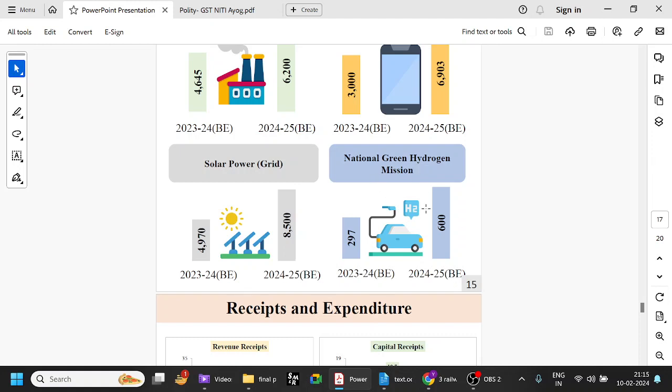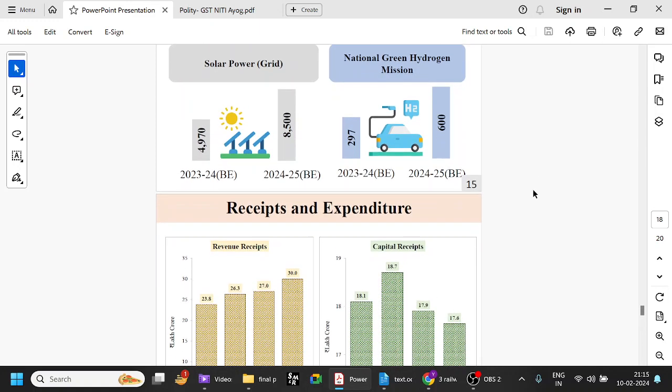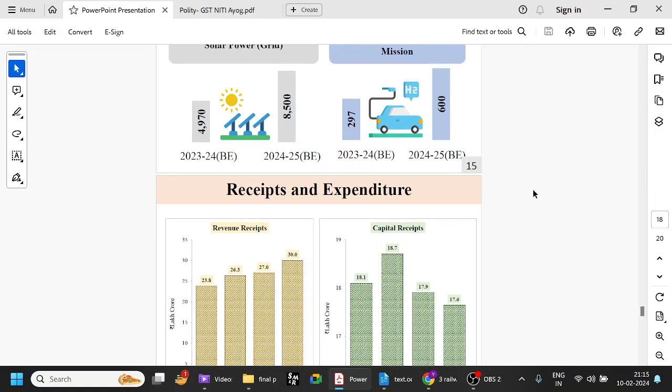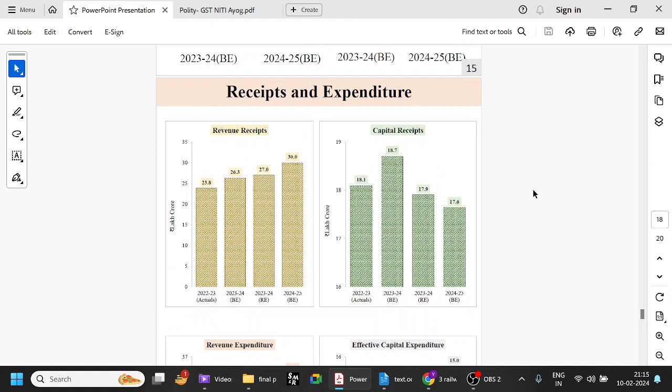And the National Green Hydrogen Mission is also important. It has also more than doubled. So remember all these things which have doubled: National Green Hydrogen Mission, solar power, and in the past also we've seen many things which have doubled, right? So go through this again and try to remember the trends also. These are also important.